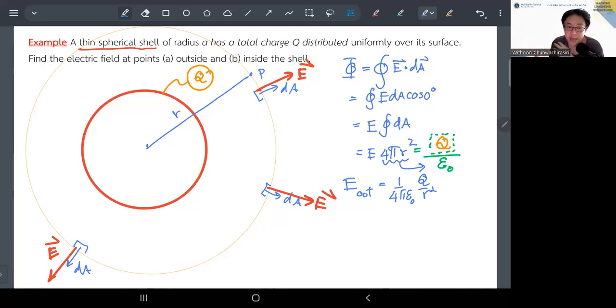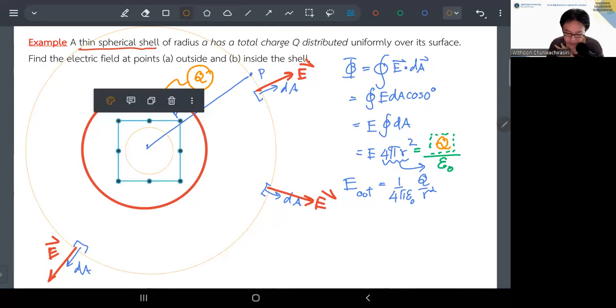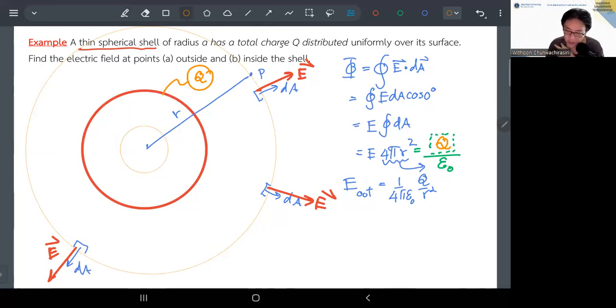What about inside? If you want to do the inside, there shouldn't be anything different. The only thing is you reduce the size of your Gaussian surface to be somewhere smaller. Let's say you try to figure out the electric field inside, so let me call this point Q. You do the exact same thing. Outside was part A, so for part B, you do the flux calculation for the inside, to distinguish between these two problems.